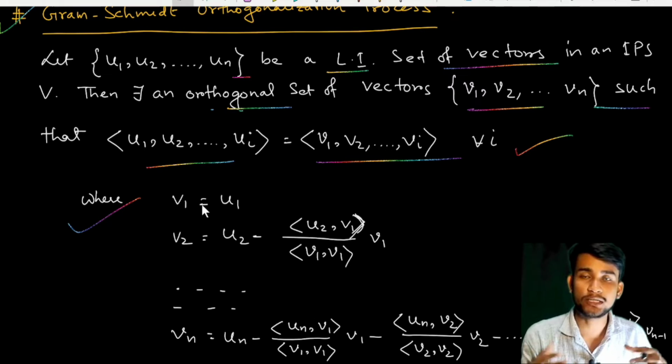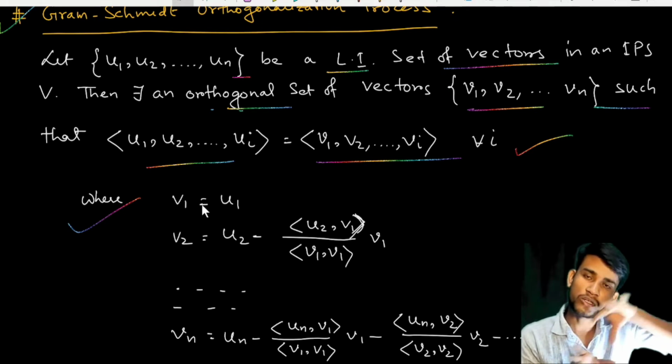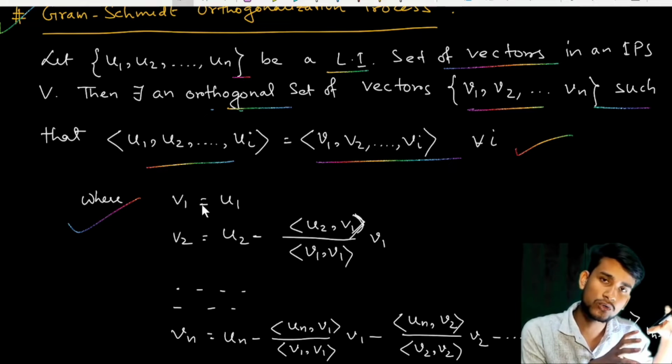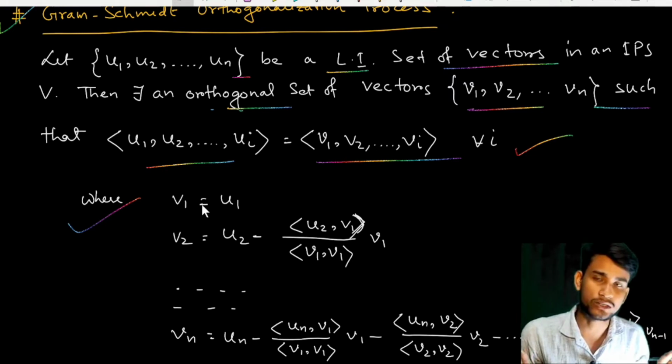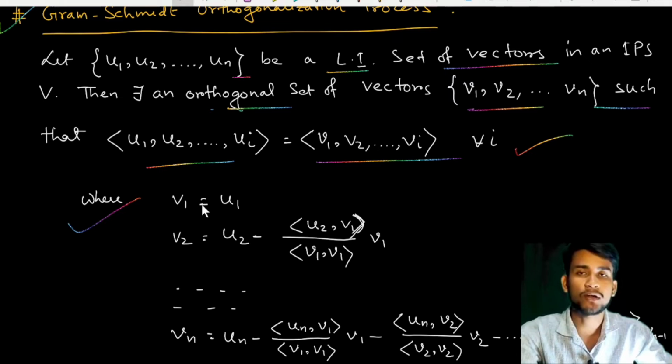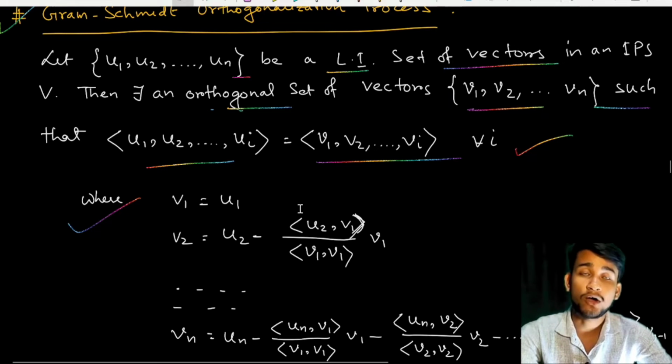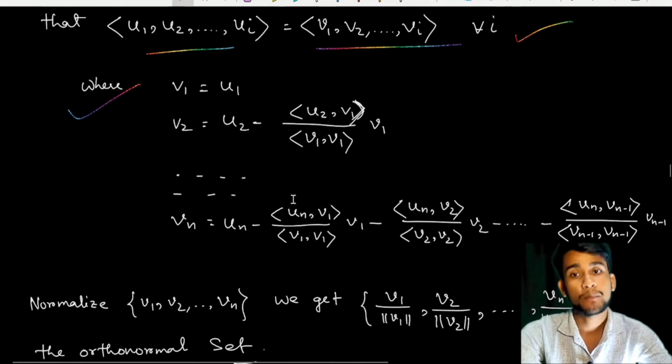What is the Gram-Schmidt process actually doing? The Gram-Schmidt process is actually used to convert a set of vectors into an orthogonal or orthonormal set of vectors. Okay, so this is how the Gram-Schmidt process works, and this is its importance.